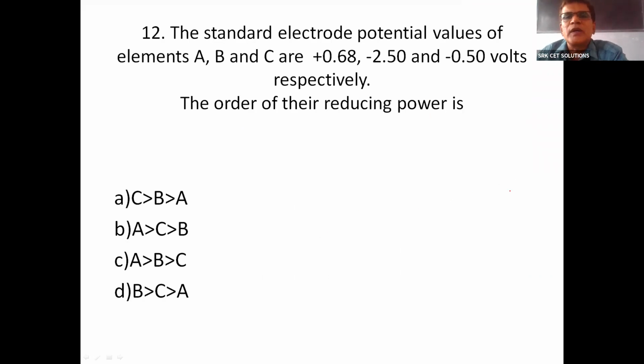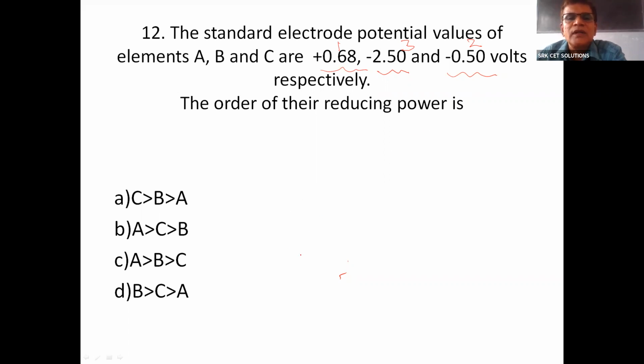The standard electrode potential values of the three species A, B, C and D are given here. So the values are plus 0.68, minus 2.50, minus 0.5. Then you arrange them in an order on their value. So first comes this, next comes this, the third one is this. So that order is the decreasing value of SRP value, standard reduction potential values, means tendency for reduction decreases in the order. So that is how you arrange them.